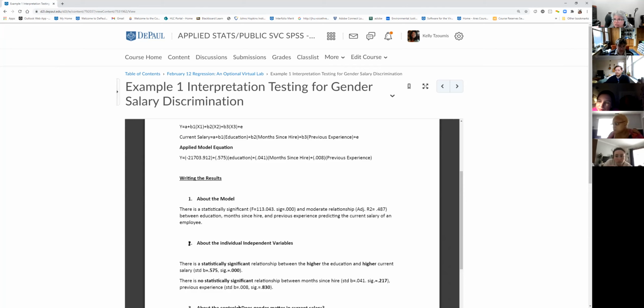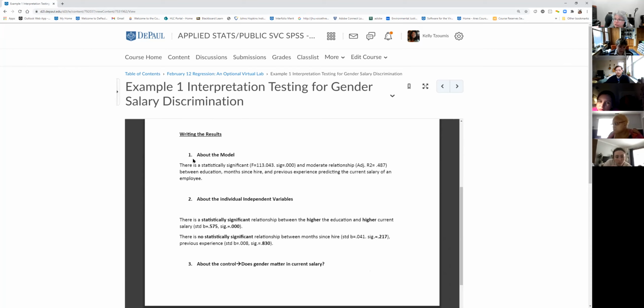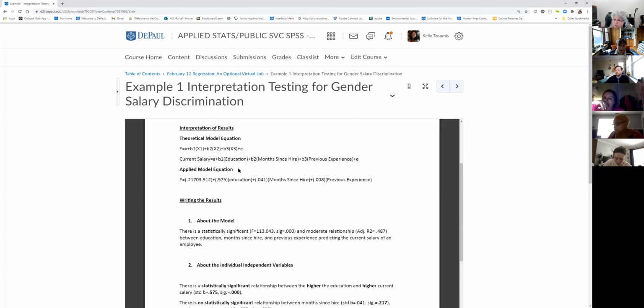Okay. So now let's see if we can interpret this. First, about the model. Remember, there's only one place to get strength for the model. And remember, this is important because months since hire was statistically insignificant, and so was experience. The only variable carrying this model is education. That was the only variable that was statistically significant. Okay.